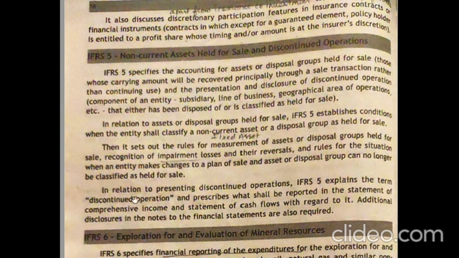So next, in relation to presenting discontinued operations, IFRS 5 explains the term discontinued operation and prescribes what shall be reported in the statement of comprehensive income and the statement of cash flow with regard to it. Additional disclosures in the notes to the financial statements are also required.